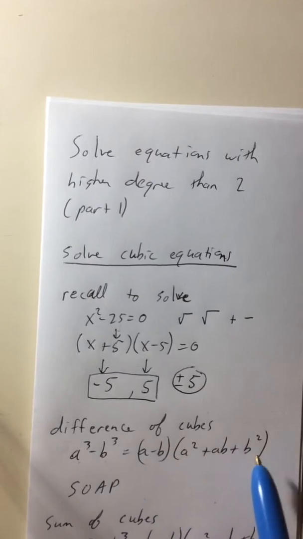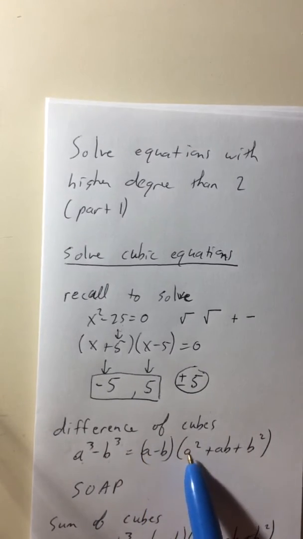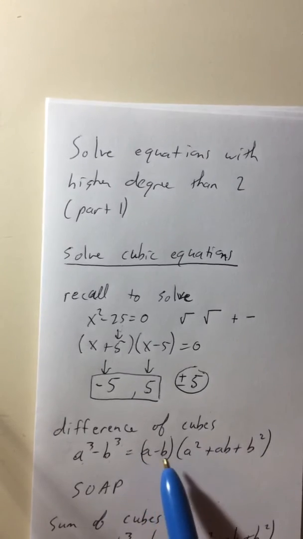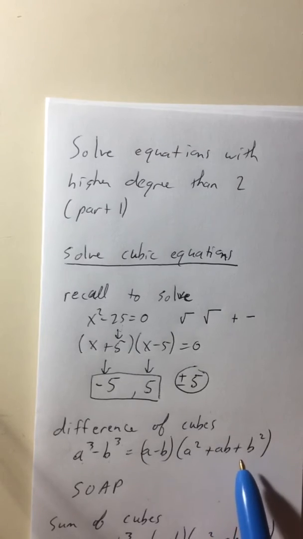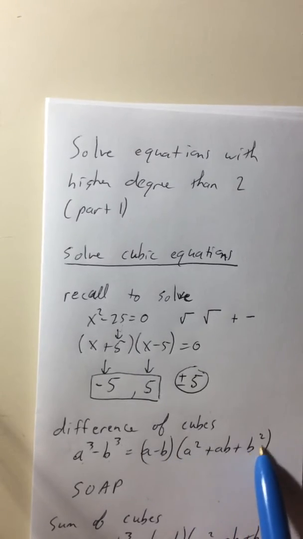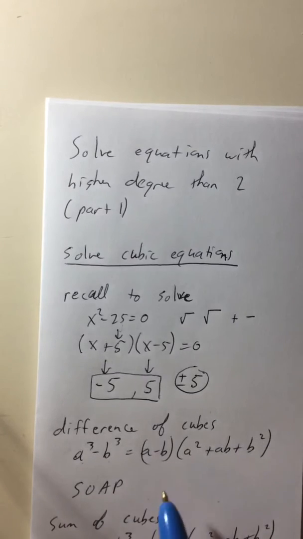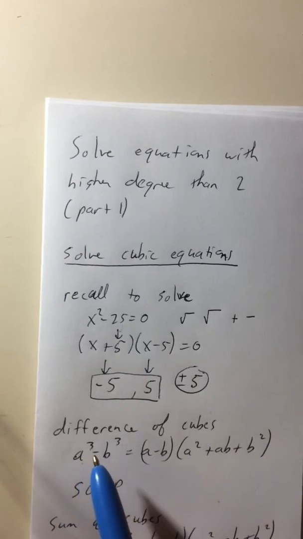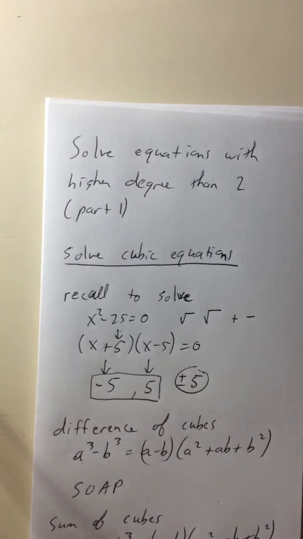And then the rest of it is going to be this thing here, the A squared. The product of those two, A times B, right here, with a plus sign. We're going to talk about the signs in a minute and how you can remember them. And then the last term here, B squared, is just going to be this one squared. So this is our formula. Every time we have A cubed minus B cubed, the difference of cubes, this is our formula every time.